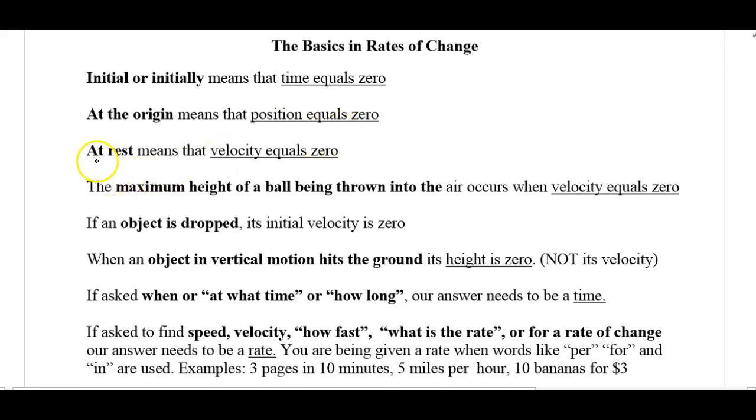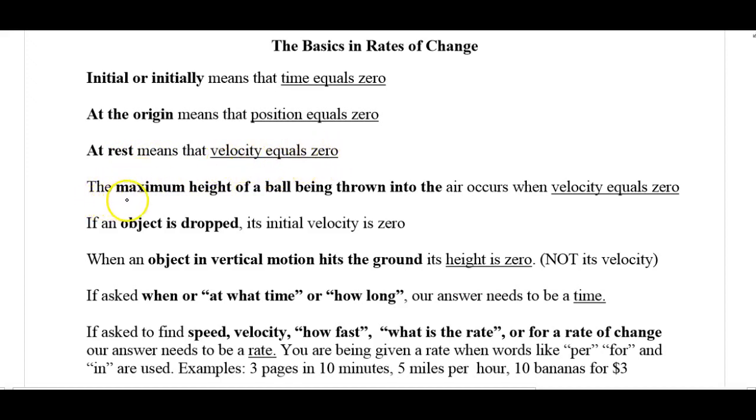When a problem says that an object is at rest, that means that the velocity has to equal 0, or the speed has to equal 0. So when an object is at rest, when it's not moving, then that means its velocity is equal to 0.